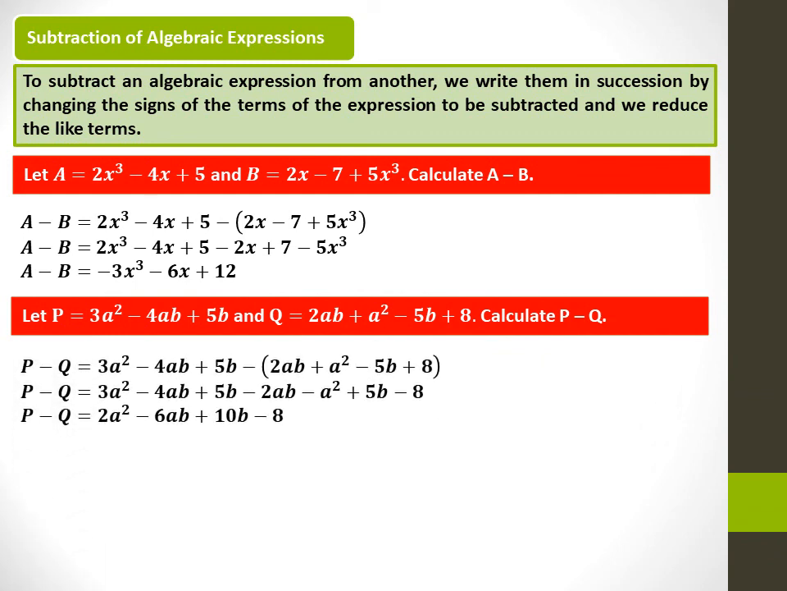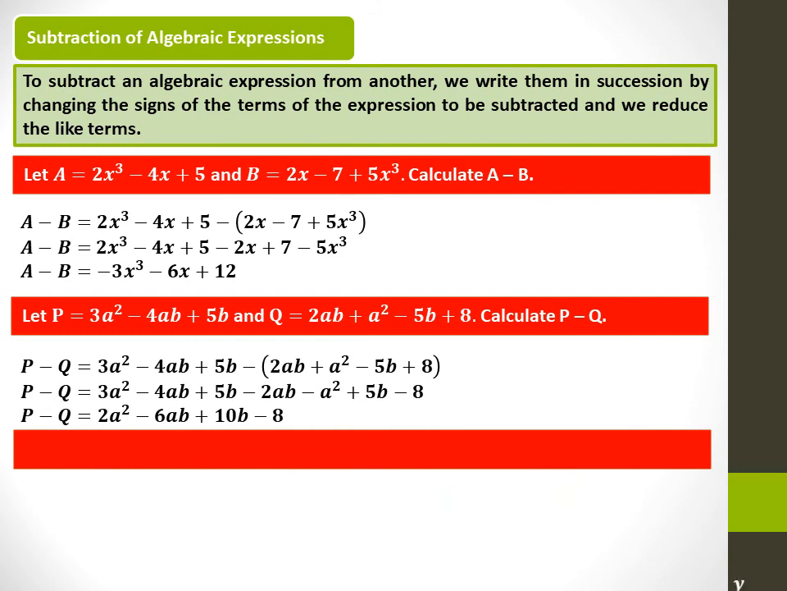P minus q equals 3a to the power of 2 minus 4ab plus 5b minus in parentheses 2ab plus a to the power of 2 minus 5b plus 8. Now I use the distributive property. P minus q equals 3a to the power of 2 minus 4ab plus 5b minus 2ab minus a to the power of 2 plus 5b minus 8. P minus q equals 2a to the power of 2 minus 6ab plus 10b minus 8.